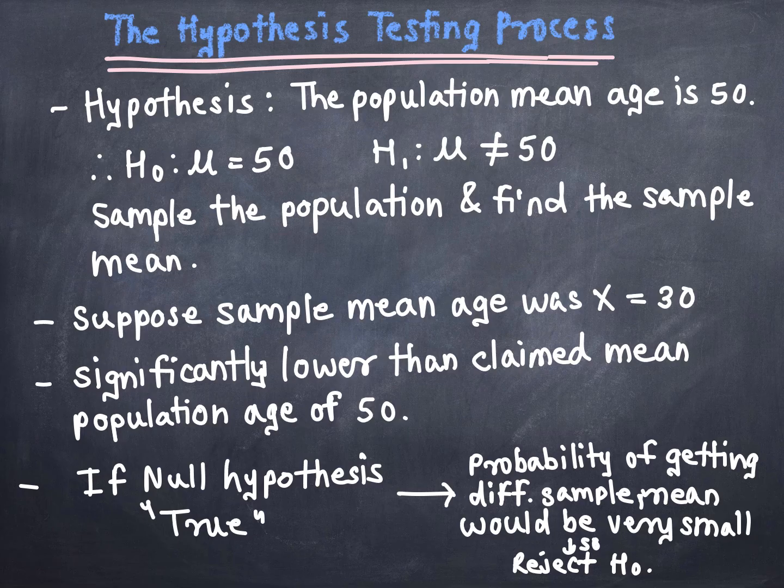So we will set our null hypothesis as mu is equal to 50 and the alternative hypothesis as mu is not equal to 50. The first thing is, suppose the sample mean age was x̄ equal to 30. This is significantly lower than the claimed mean population age of 50. Suppose the null hypothesis is true, then the probability of getting such a different sample mean would be very small. So we need to reject the null hypothesis.